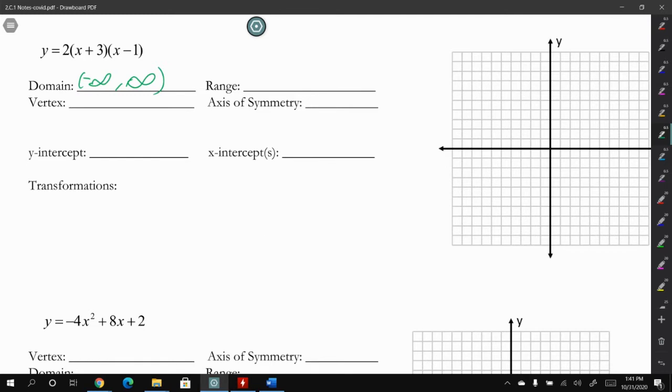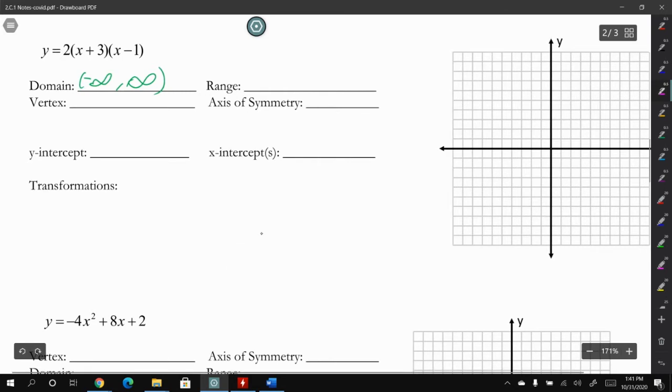So what I'm going to do is graph our intercepts here. And we have one at -3, 0 and +1, 0. So we could write that down. -3, 0 and 1, 0.